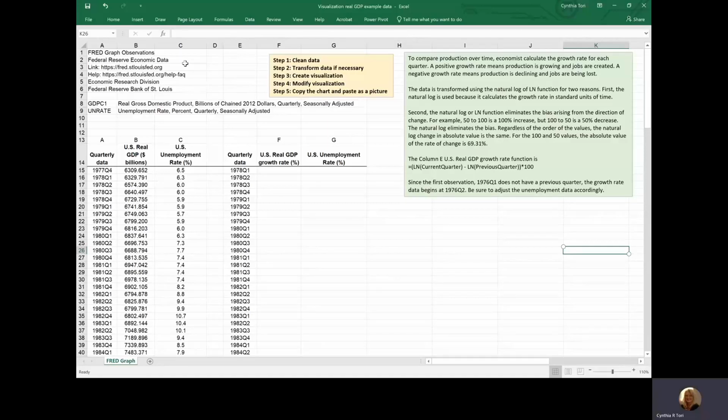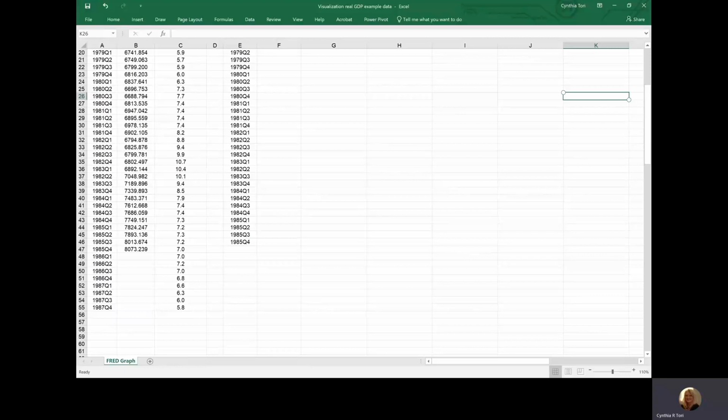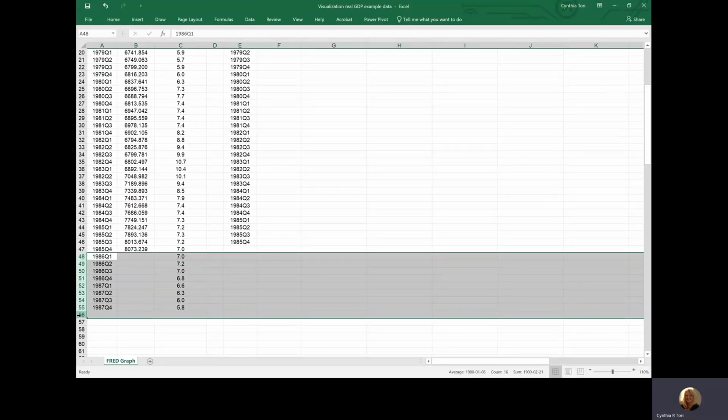Now I need to look for missing data. As I scroll down the data, I notice that the real GDP data ends at the fourth quarter of 1985. Since I want to show a relationship between the growth rates and the unemployment rates, I cannot use all of the unemployment rate data and will delete the data for the quarters where real GDP values are missing. So I will select row 48, block all the data that is missing, and then select delete.